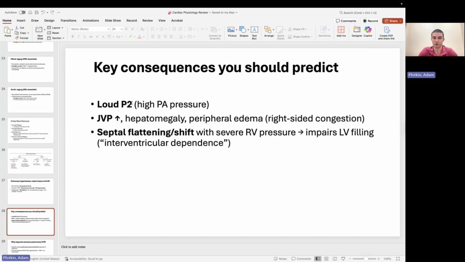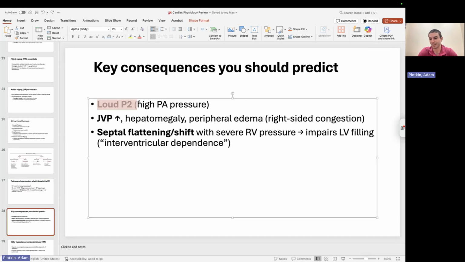So key consequences you should predict. We already kind of talked about it. A loud P2 or a split P2, right? So increased pulmonary arterial pressure. The A2 and P2 normally close around the same time. A2 is usually a little sooner, but when the pressure in the pulmonary artery increases so high that the pulmonic valve takes a while to snap shut, and you can hear a loud P2 that's a little bit delayed.